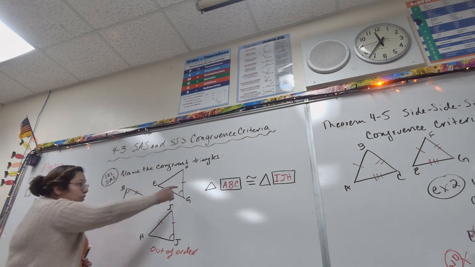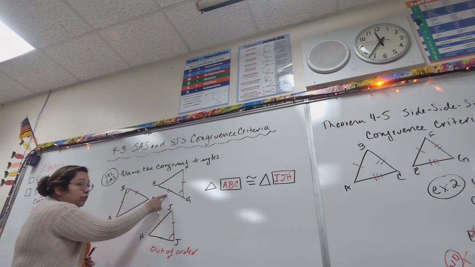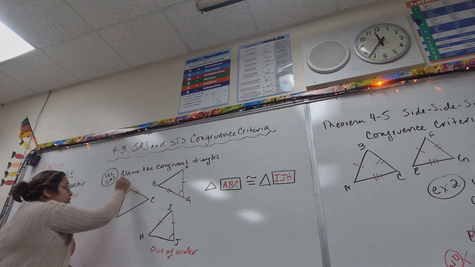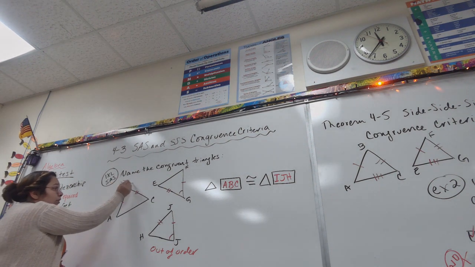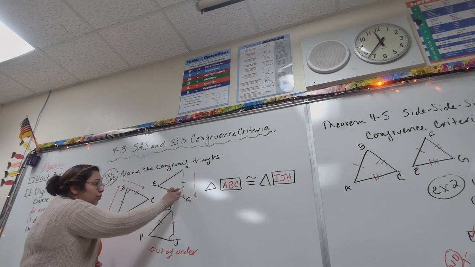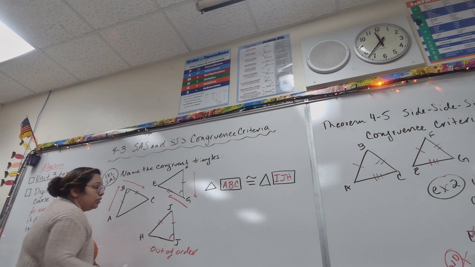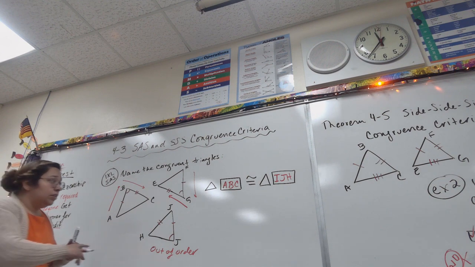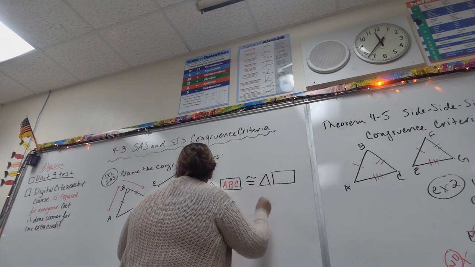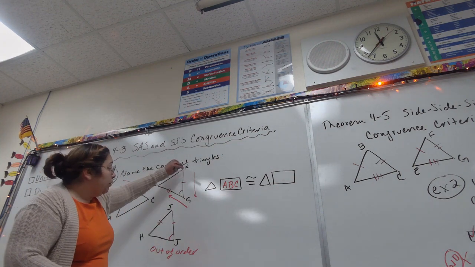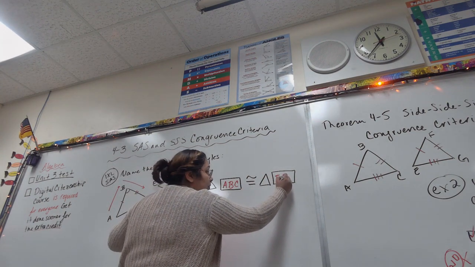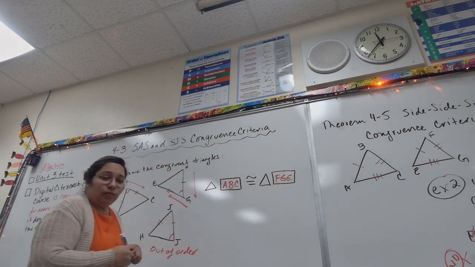So this, let's see, first tick mark, first angle, second tick mark. That's the one that's going to work this time. So you're going to name it this way to cover the tick mark, then angle, then the second tick. Down to cover the first tick mark and angle, then second tick. Okay? So this one is now congruent to, let's see, F, G, E. Okay.